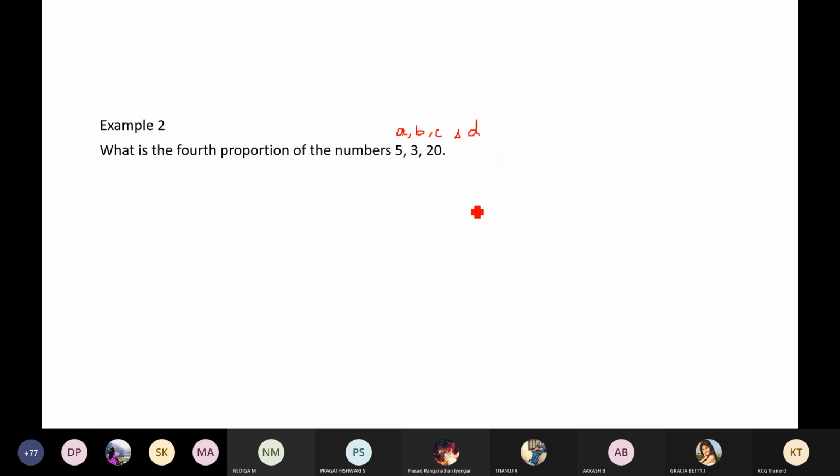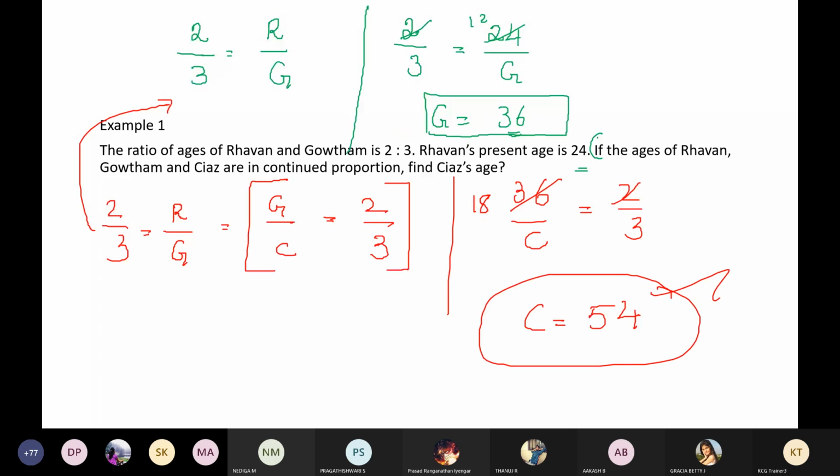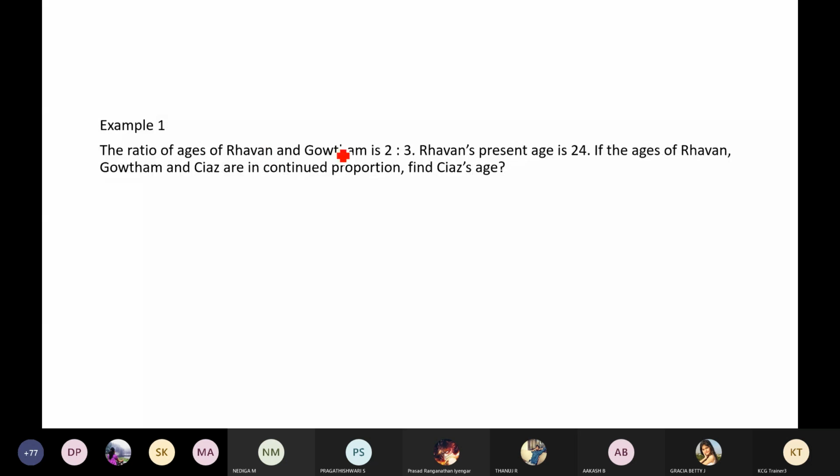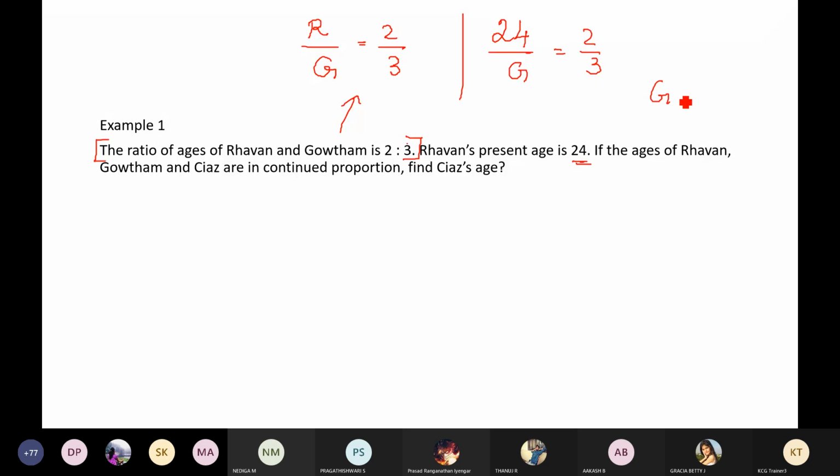One second, buddy. Listen here. Look at this question again. The ages of Raghavan and Gautam are in the ratio 2:3, which means Raghavan's age divided by Gautam's age is equal to 2 by 3. The statement I've written straight away here. Now, Raghavan's present age is 24. Substitute R is equal to 24 here. So 24 divided by G is equal to 2 by 3. From this, you will get the value of G as 36.